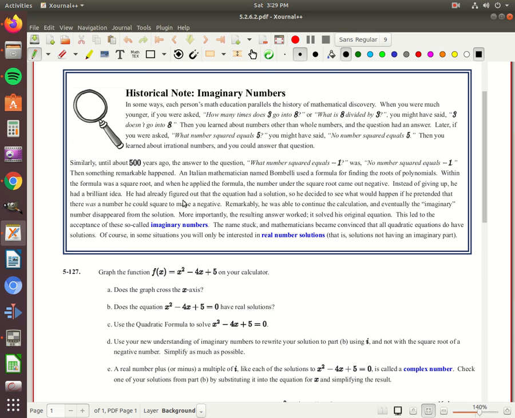He had already figured out that the equation had a solution, so he decided to see what would happen if he pretended there was a number that could square to make a negative. Remarkably, he was able to continue the calculation, and eventually the imaginary number disappeared from the solution. More importantly, the resulting answer worked. It solved his original equation. This led to the acceptance of imaginary numbers. The name stuck. The mathematicians became convinced that all quadratic equations do have solutions.